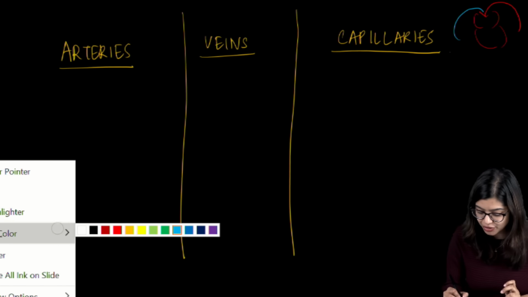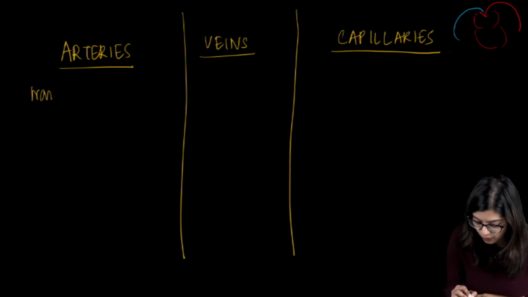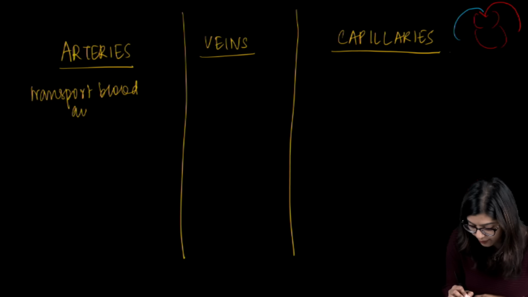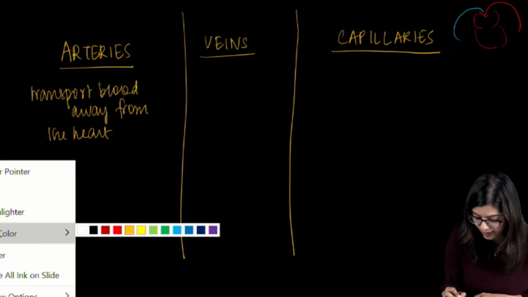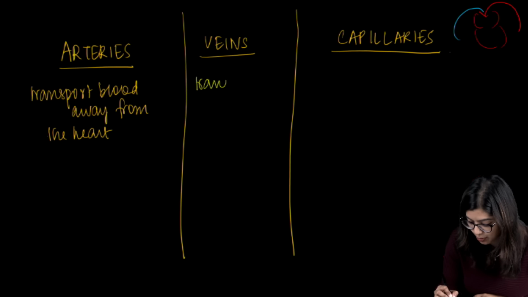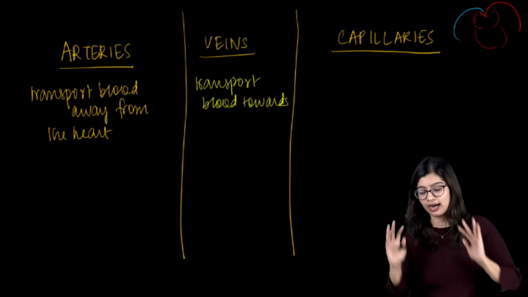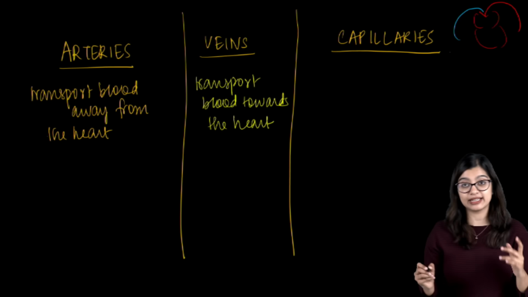So we see that arteries can be commonly defined as blood vessels that transport blood away from the heart, right? So they transport it away from the heart. While on the other hand, veins transport blood towards the heart. Yes? So they take it to the heart. This is an easy way to remember the difference between arteries and veins.